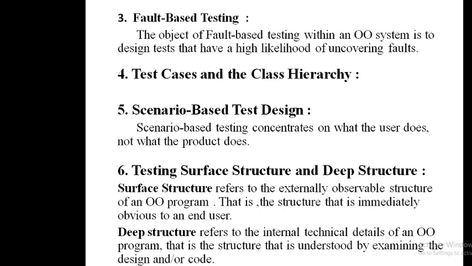Then the third one is fault based testing. The object of fault based testing within an object oriented system is to design tests that have a high likelihood of uncovering faults. That means whenever a test is designed in an object oriented system, we are covering the high likelihood of uncovering faults. Whenever we are testing a program, whatever areas faults may exist, covering such types of faults comes under fault based testing.